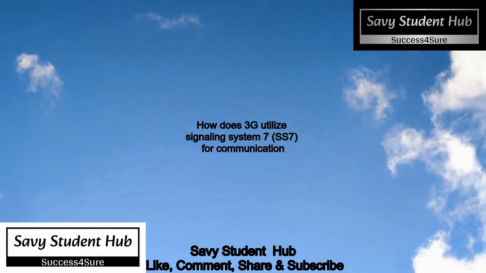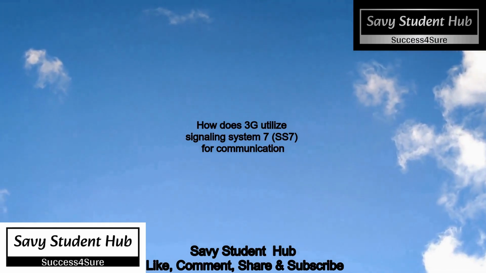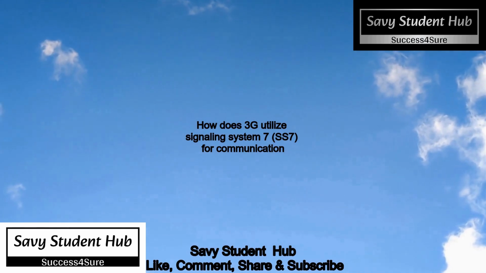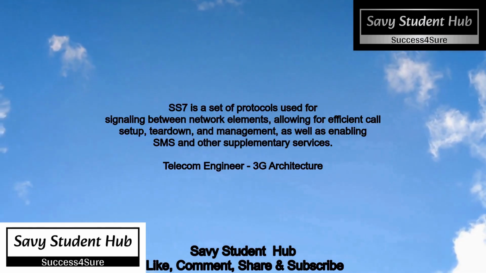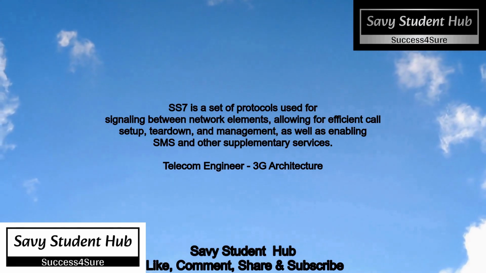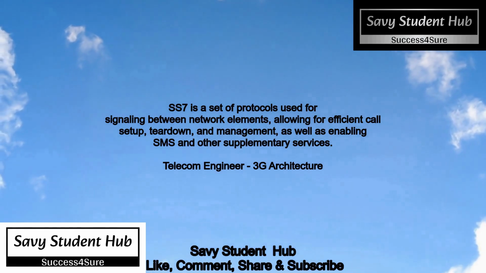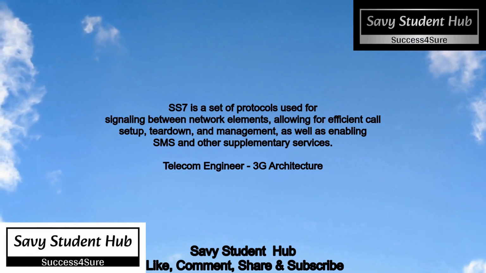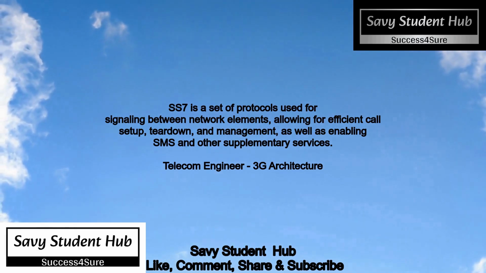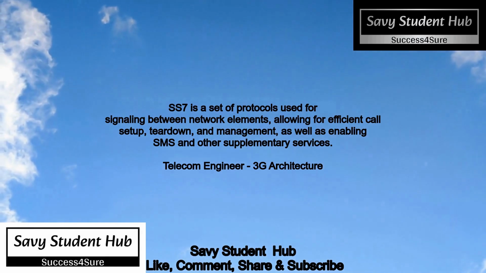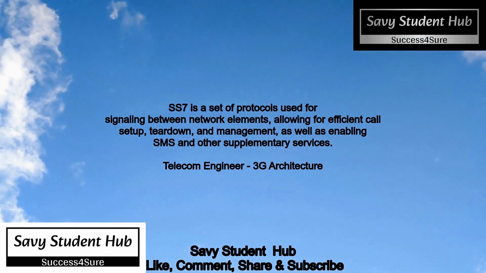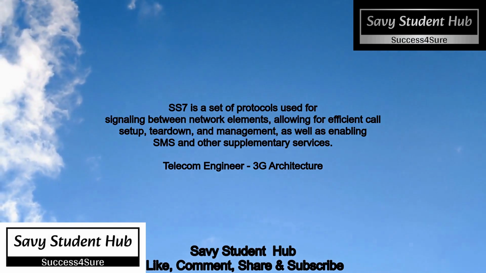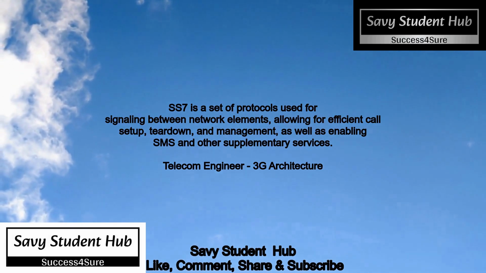How does 3G utilize Signaling System 7, SS7, for communication? SS7 is a set of protocols used for signaling between network elements, allowing for efficient call setup, teardown, and management, as well as enabling SMS and other supplementary services.